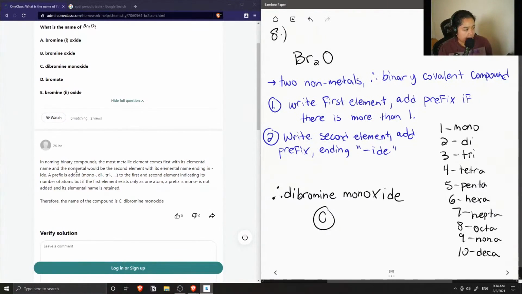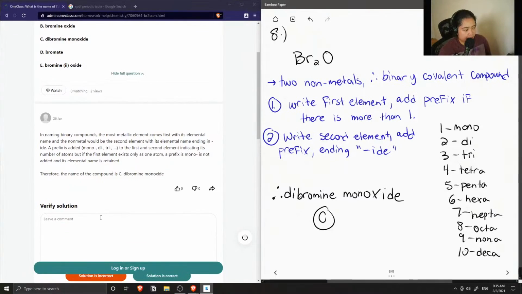In naming binary compounds, the most metallic element comes first with its elemental name, and the nonmetal would be the second element with its elemental name, ending in "ide." A prefix is added to the first and second element, indicating its number of atoms, but if the element exists only as one atom, a prefix mono is not added and its elemental name is retained. Therefore, the name of the compound is carbon dibromine monoxide.